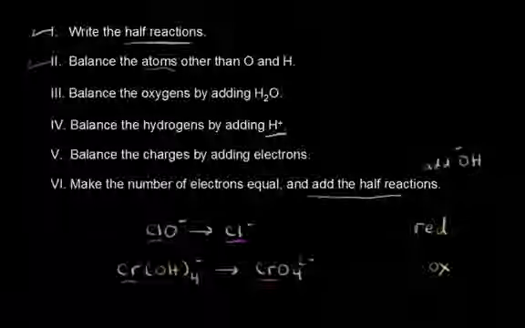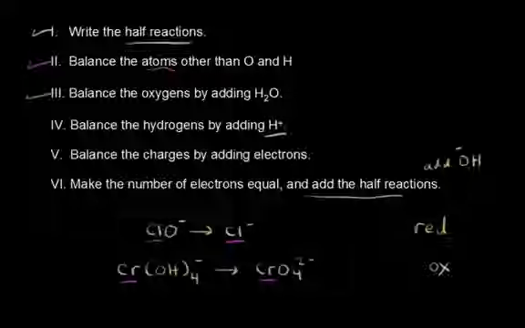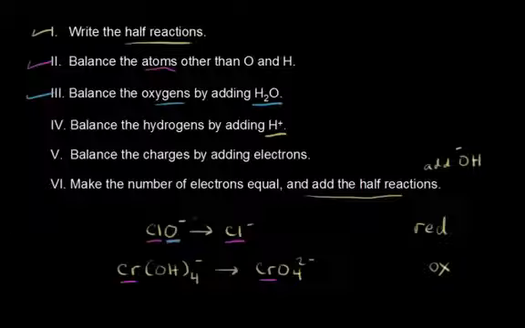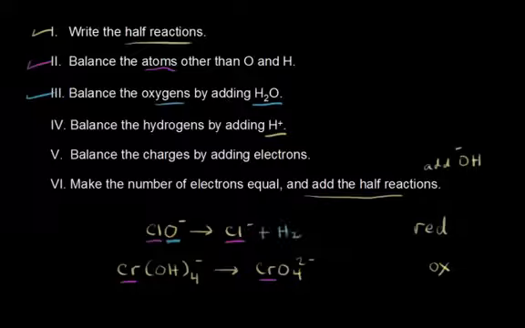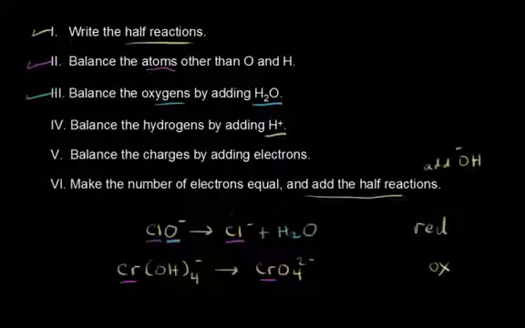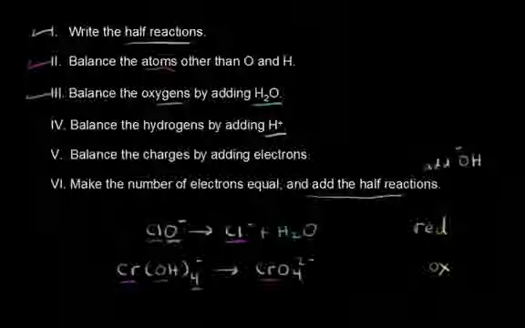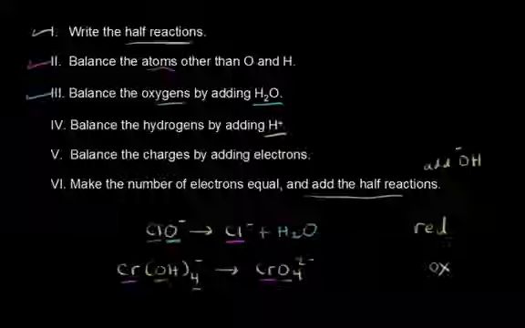So let's go to step 3. Balance the oxygens by adding water. So if we look at our reduction half reaction, we can see there's 1 oxygen on the left side, and we have no oxygens on the right side. So we need to add 1 water molecule to the product side of our reduction half reaction. Now we have 1 oxygen on the right and 1 oxygen on the left, and so oxygen is balanced for our reduction half reaction. Let's look at our oxidation half reaction. Remember, this 4 here applies to everything in the parentheses, so we have 4 oxygens on the left, and we have 4 oxygens on the right, and so oxygen is already balanced.